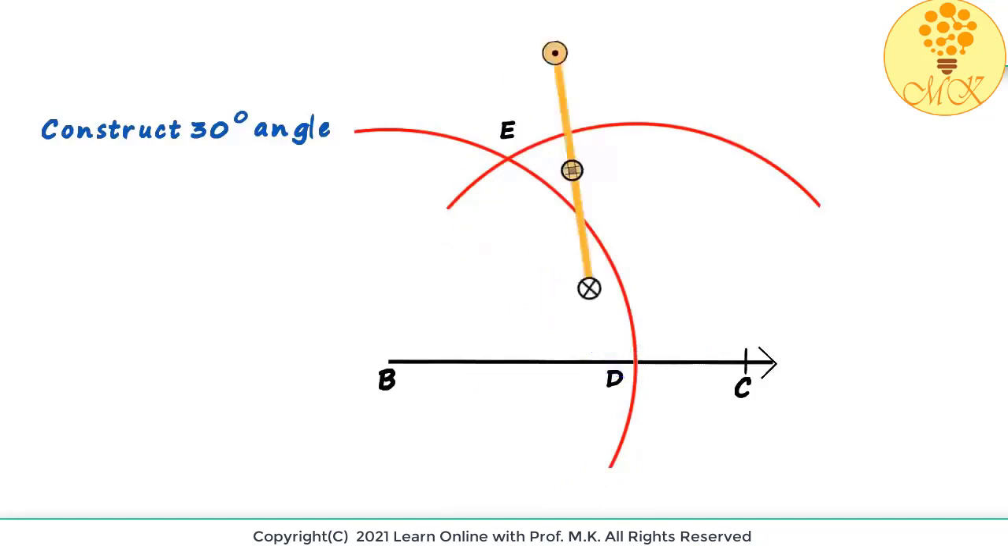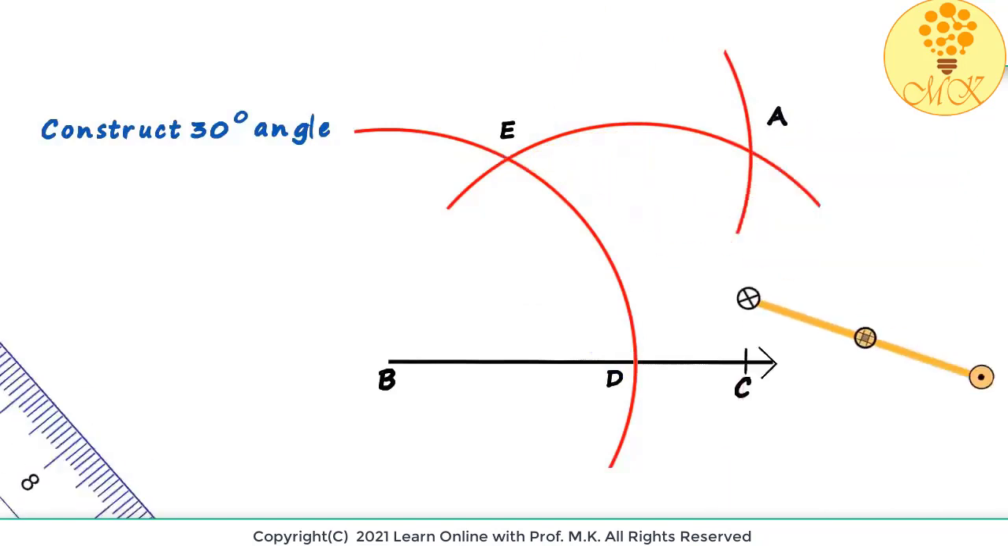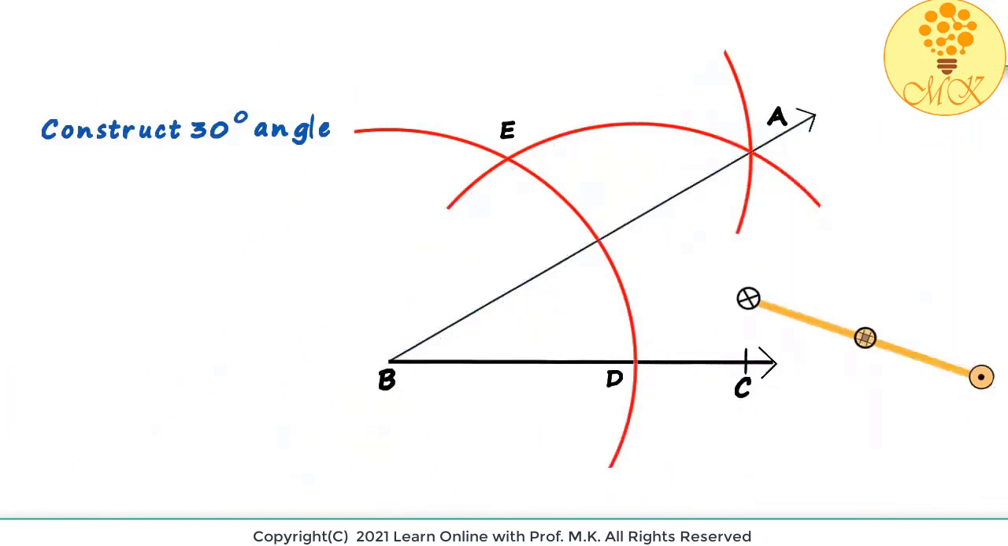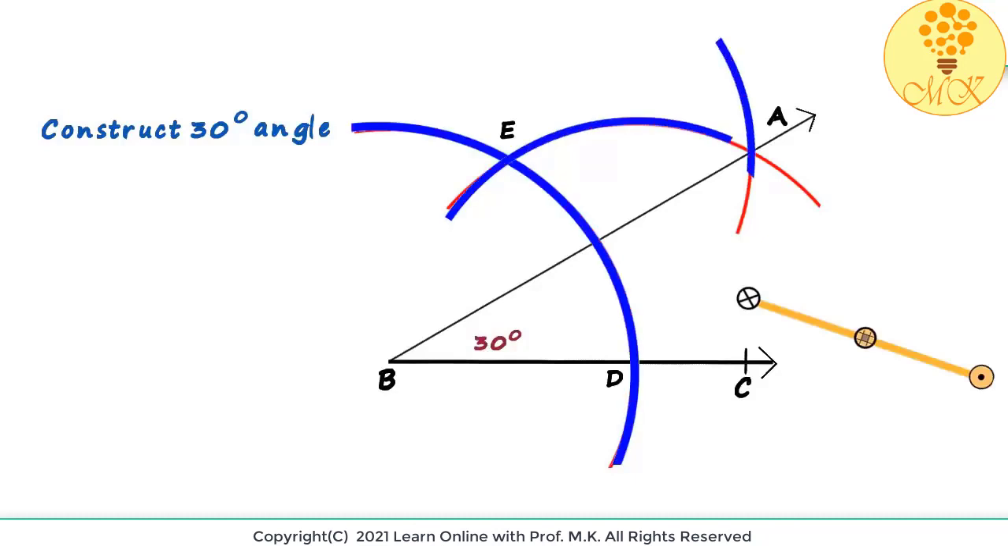We move the compass to point E and draw an arc across the previous arc, creating point A. We draw a ray starting from point B towards A. And yes, this is a 30-degree angle. Remember, once we make the first arc with the compass, we make two more like this without changing its width.